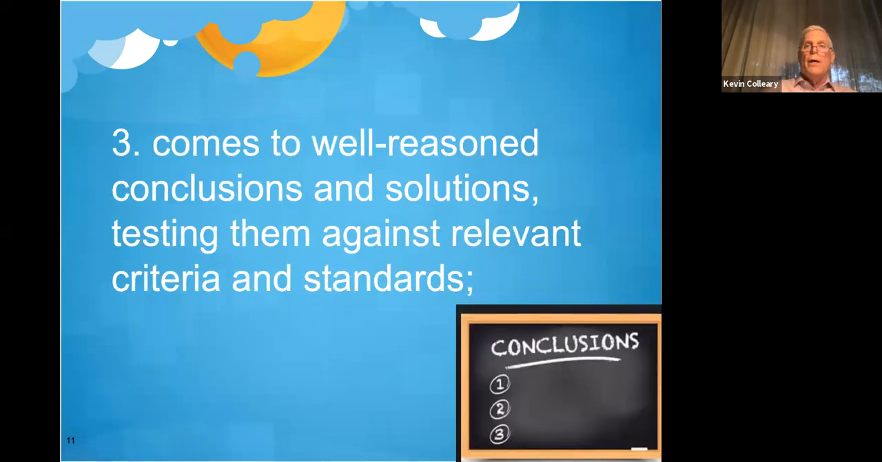The third answer to what a critical thinker does is that he or she comes to well-reasoned conclusions and solutions, so that you're able to come up with answers or solutions to the questions and the problems that are posed, and that you can test them against relevant criteria and standards, so that there's this idea of coming up with some conclusions and solutions.